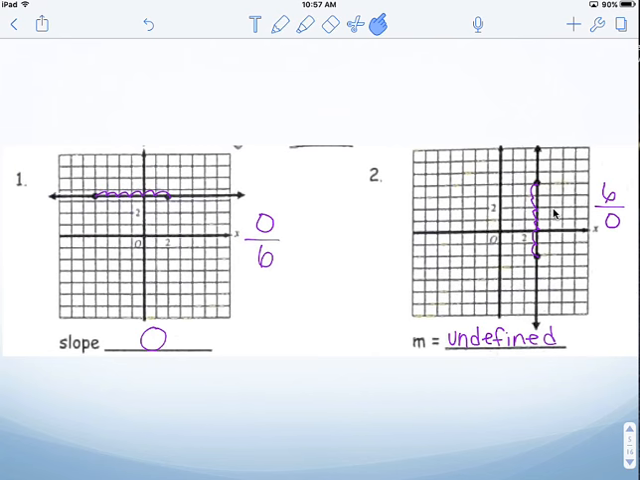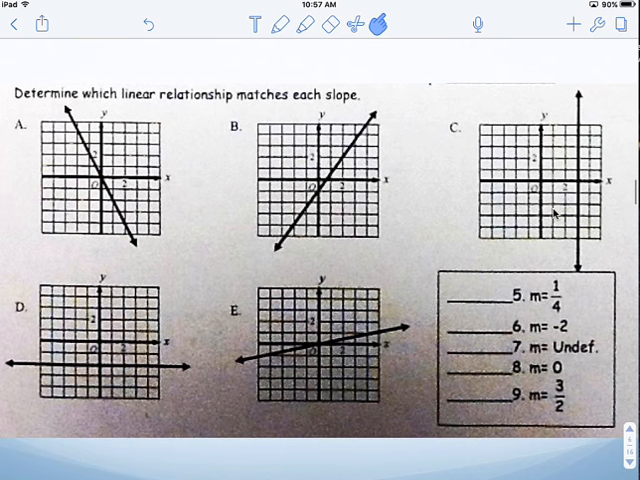Now that we've gone over the four types and how to find them on a graph, I want you to try the next 5 problems on your own. So pause the video and give these a try, and then restart the video to check.